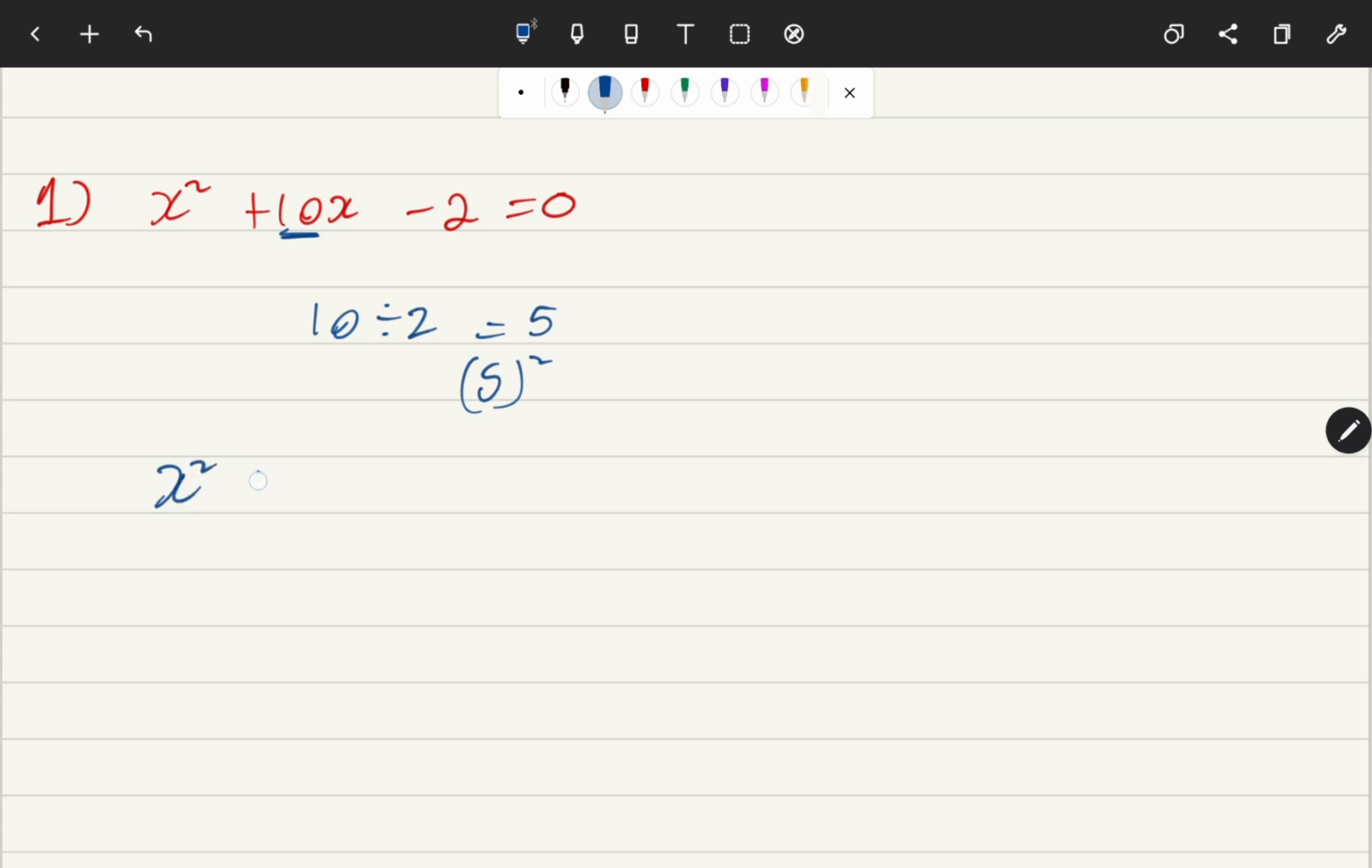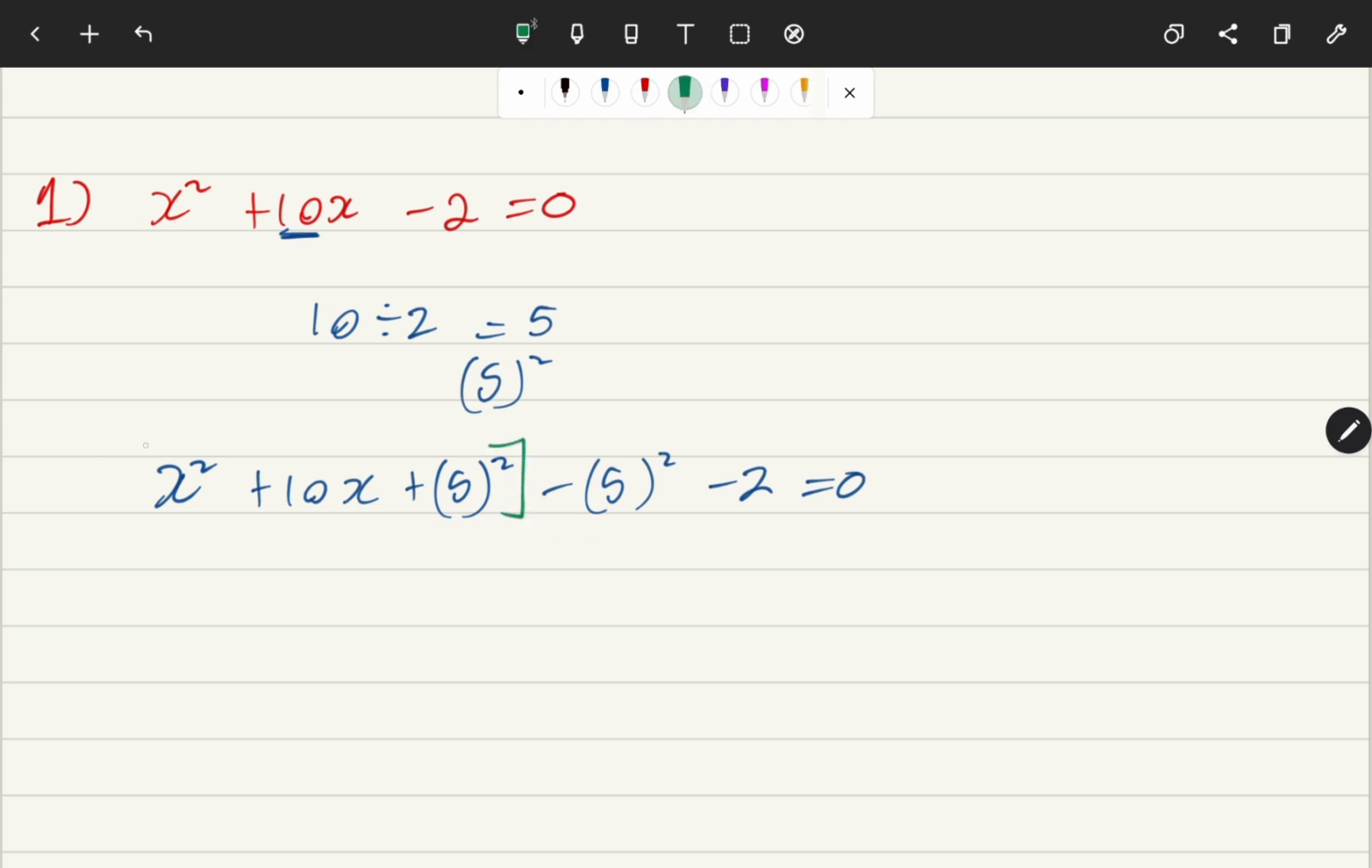So let's go back. x squared plus 10x. Now what do we do? We take that 5 squared, we add it and we subtract it, and then our 2 equals to 0. And like I said in the previous example, this is 0, so we did not change anything.